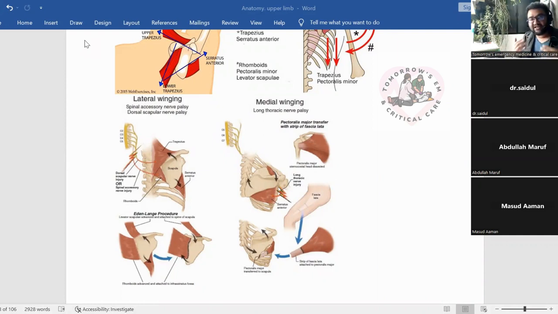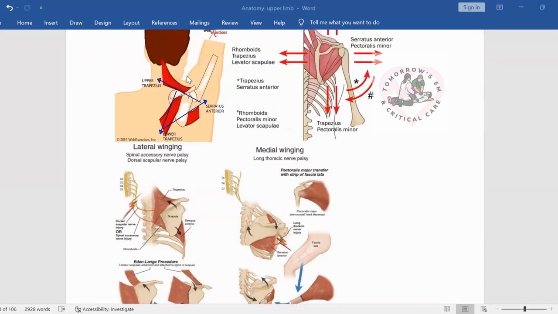But in case of cranial nerve lesions or brain stem lesions, he may not be able to perform this one, because there may be an accessory nerve lesion. What will happen if there is a lesion in the trapezius or the cranial accessory nerve? It will cause lateral winging of the scapula. Lateral winging is very uncommon. It is caused by two causes. Number one is spinal accessory nerve lesion or dorsal scapular nerve palsy.